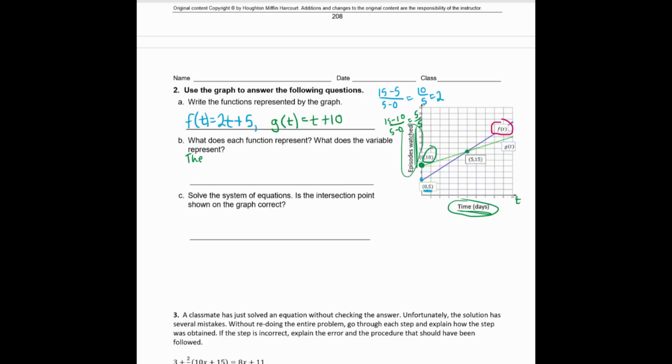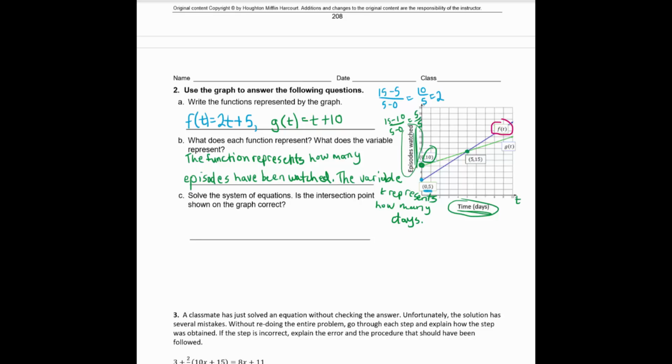So the function represents how many episodes have been watched. The variable t, not enough space really here, represents how many days have passed, or something like that, or just how many days.